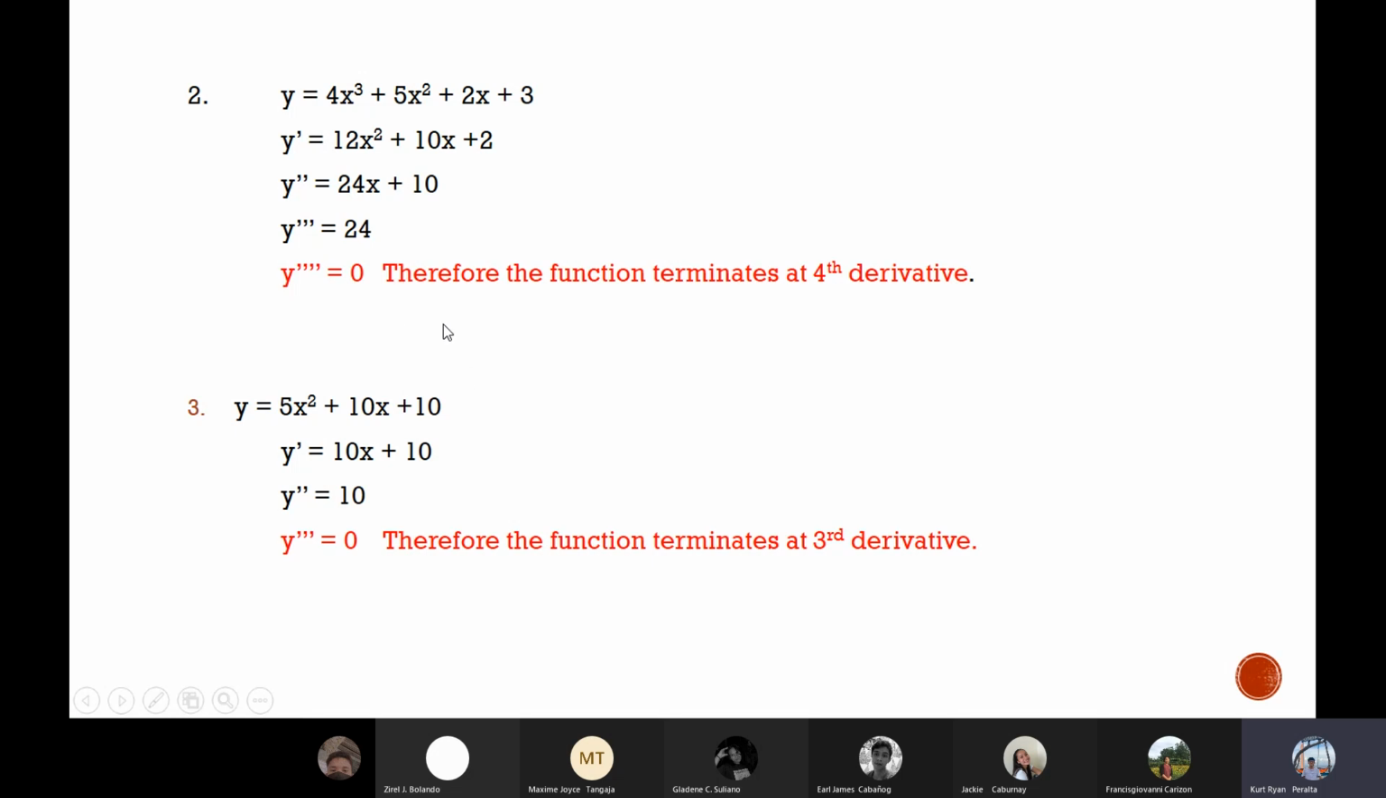And next example is the function 5x squared plus 10x plus 10. So first derivative, simply using the power rule again, is equal to 10x plus 10. And the second derivative is 10. And the third derivative, which is the derivative of the constant, is 0. So therefore, this function 5x squared plus 10x plus 10 terminates at the third derivative.